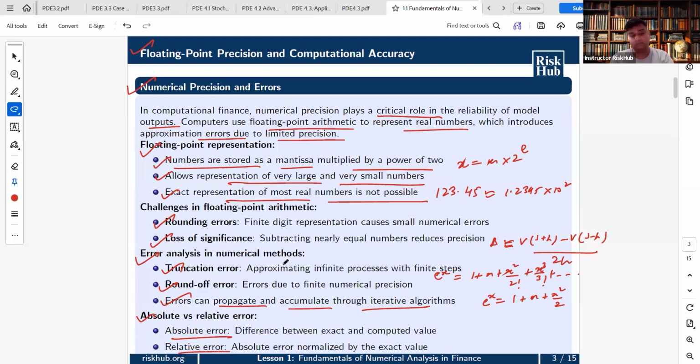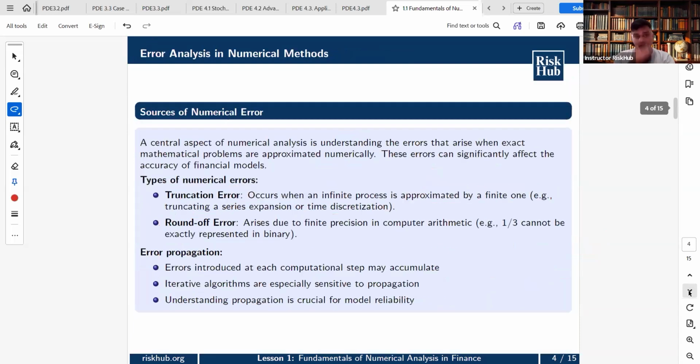And then we have your all these things, right? And we have your absolute error, which is the difference between exact and computed value, and also relative error, absolute error normalized by the exact value. So all these things will flow ahead. Also, I've explained a lot of these things, right? So in fact, this is the truncation error, round off error, which I already discussed. A central aspect of numerical analysis is understanding the error that arises when exact mathematical problems are approximated numerically. The error can significantly affect the accuracy of financial models. I explained in the previous slide.